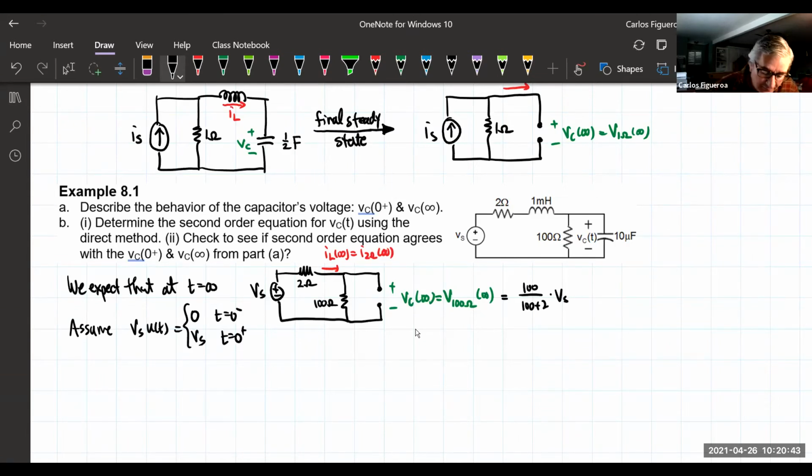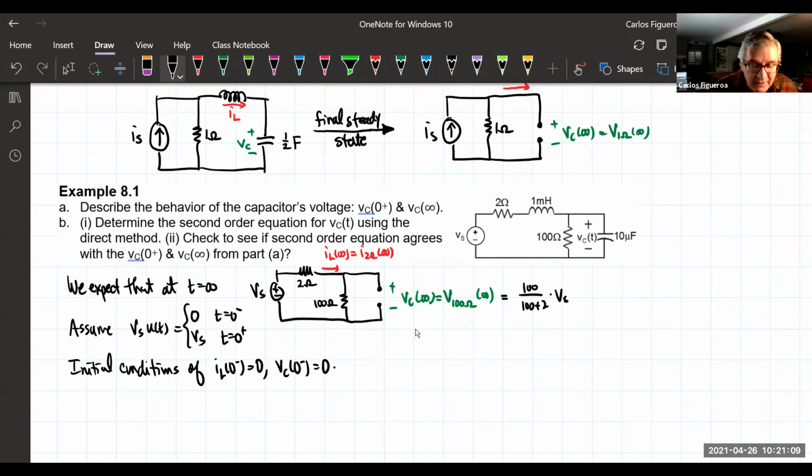So what this tells us here is that the initial condition of IL at 0 minus should be 0, and VC at 0 minus should be 0, because we're not given any information as to whether this thing is charged up or not. So you have to assume that nothing's there. So then, of course, this tells us that IL at 0 plus is 0, and VC at 0 plus is also 0.